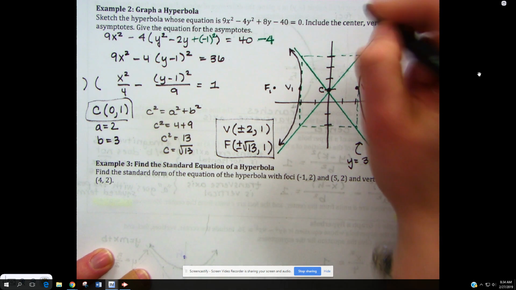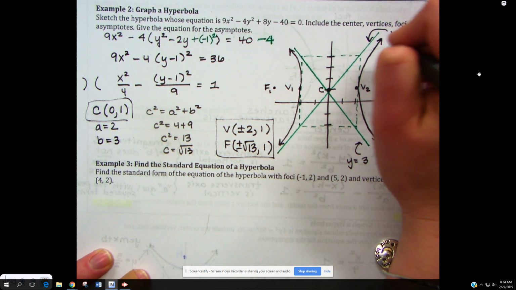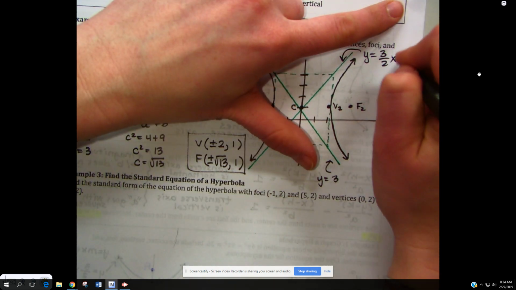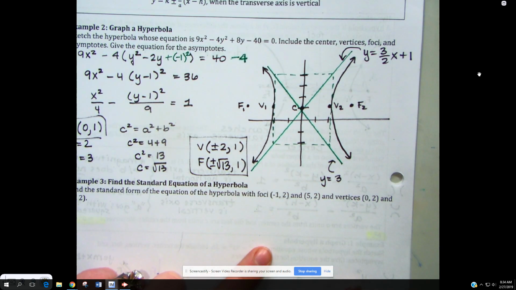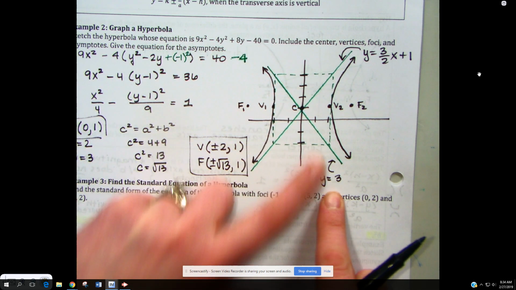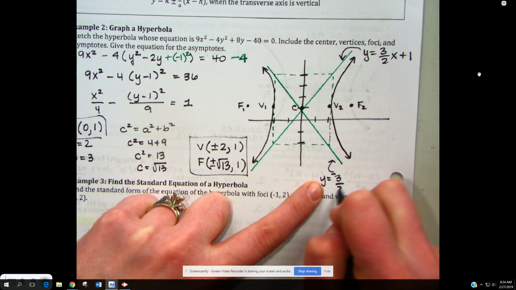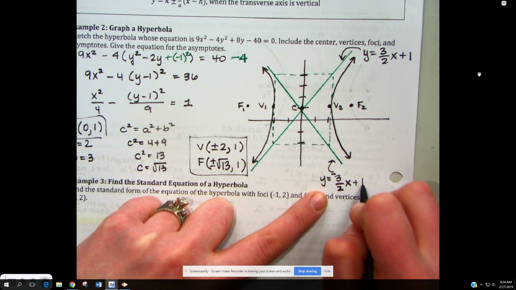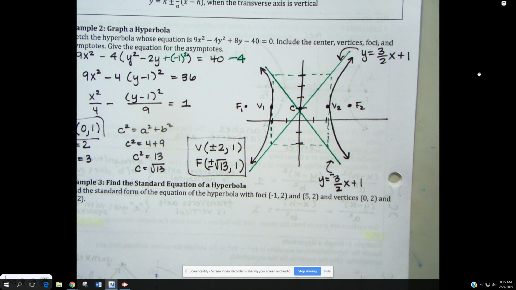Whoops, I labeled the wrong one. This particular asymptote is the one I just counted. 3/2 x and plus 1 for my b, my y-intercept. This one that I'm pointing at down here, right, is going downhill, so it's -3/2 x. It still has its y-intercept at a positive 1. So my asymptotes are all taken care of.